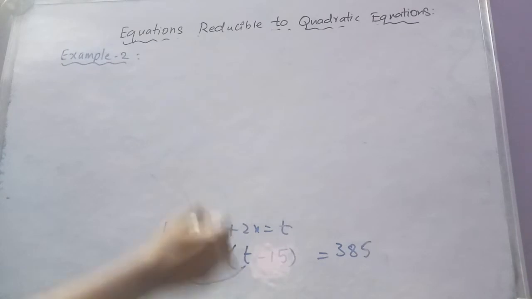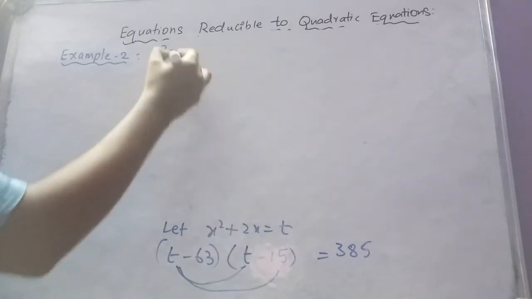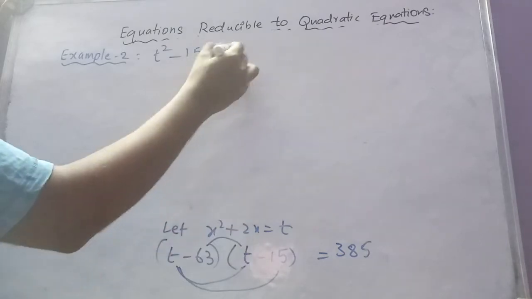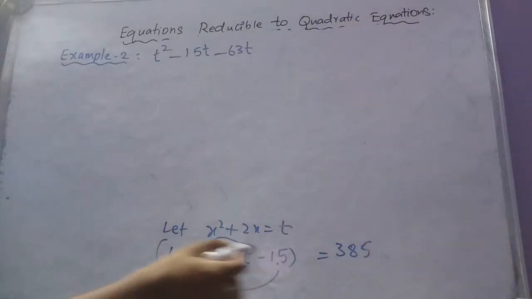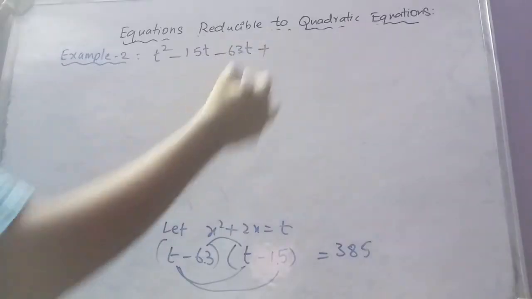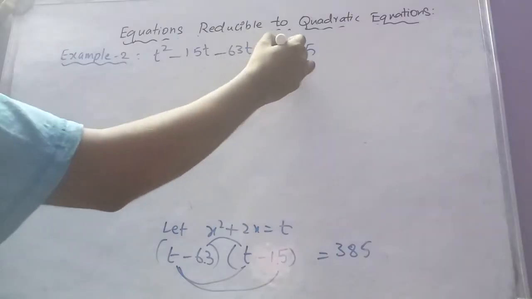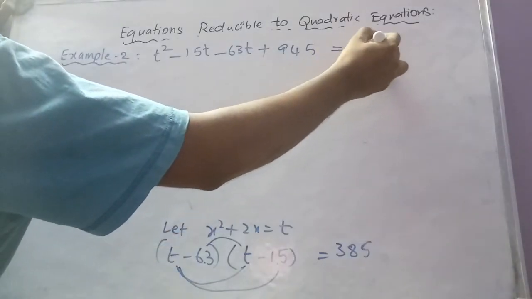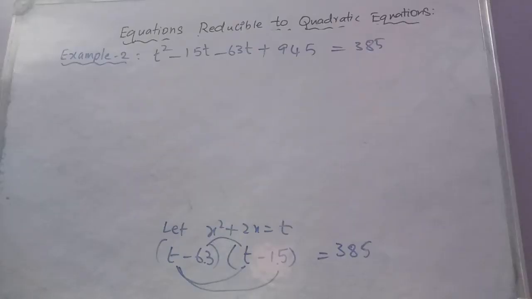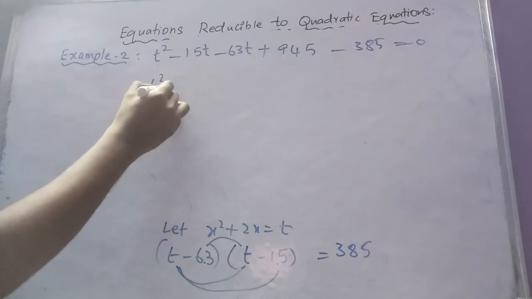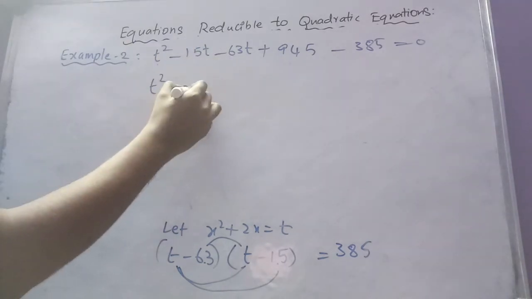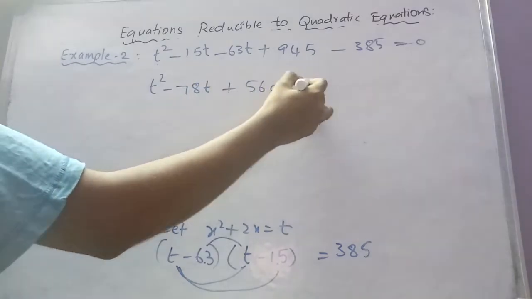So if you expand it, t square minus 15t minus 63t. So minus 63 into minus 15. So what do you get? 15 3s are 45. 15 6s are 90. 90 plus 4, 945 is equal to 385. And if you take 385 left side, it will become minus 385 equal to 0. I have taken that constant also left side. So therefore the required quadratic equation is t square minus 78t plus 560 equal to 0.